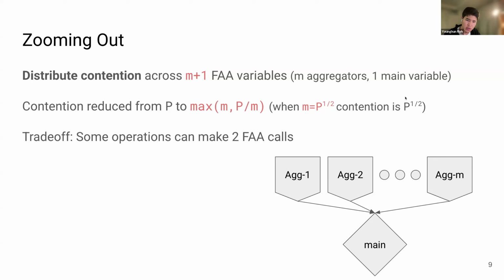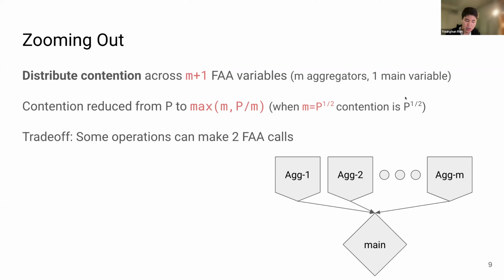But the trade-off here is that, to reduce the contention on the main variable, we added one more fetch and add for some threads, exactly the delegate threads. So a delegate thread will do fetch and add twice, once in its aggregator and once on the main variable, but a waiting thread will only do the fetch and add in its aggregator. But because this overhead is not too much, and the contention was the bottleneck here, we could achieve higher throughput overall.